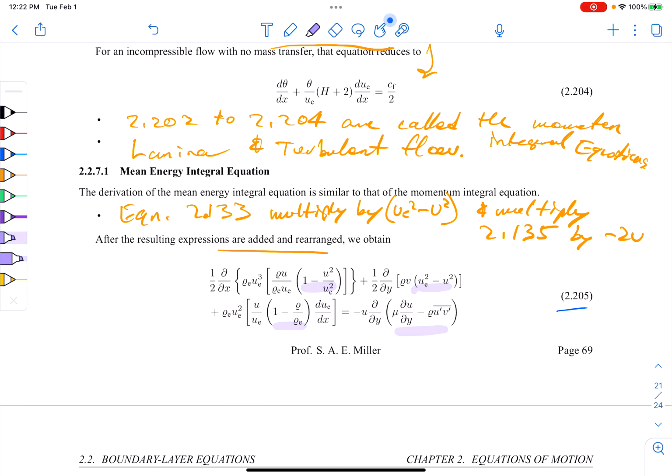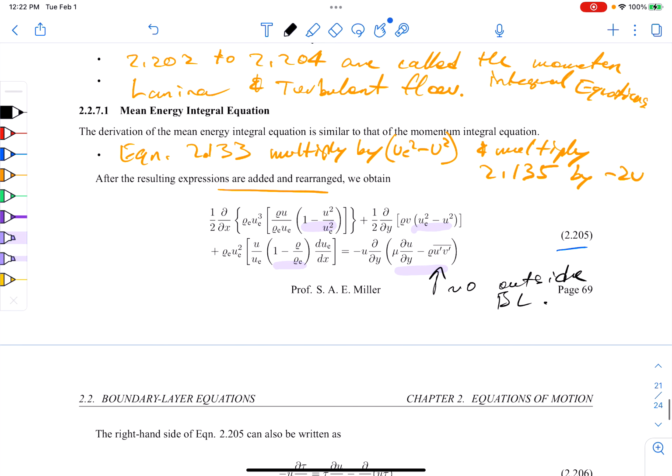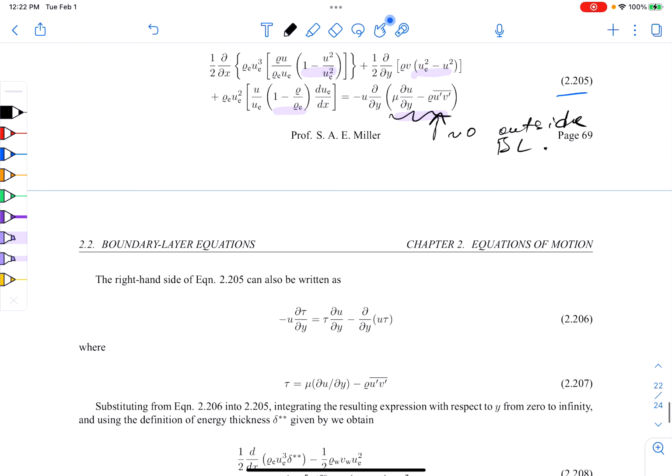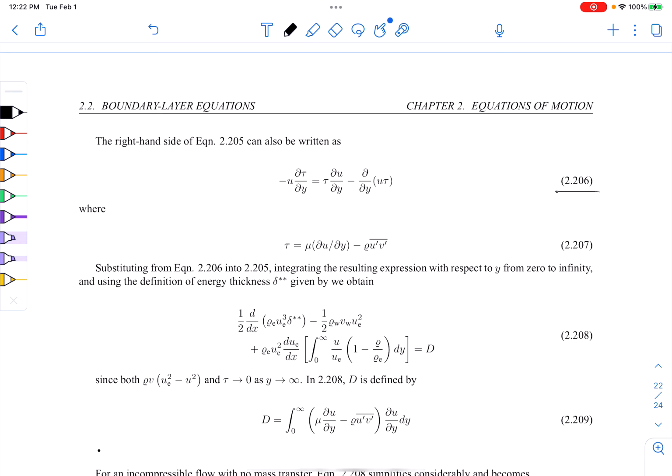So we can imply that for large integrations from the wall to large y values, mu partial u partial y should go as negative rho u prime v prime, but outside the boundary layer anyway, that would be 0 also from a previous observation, right? So this is about 0 outside the boundary layer. Okay. So we can also rewrite this right-hand side as equation 2.206, where we've defined the shear stress this way.